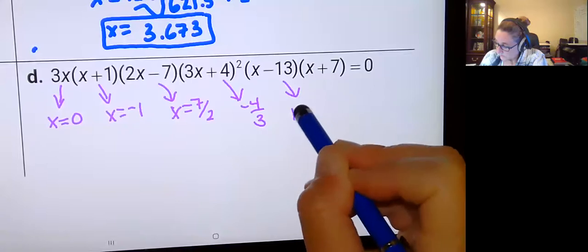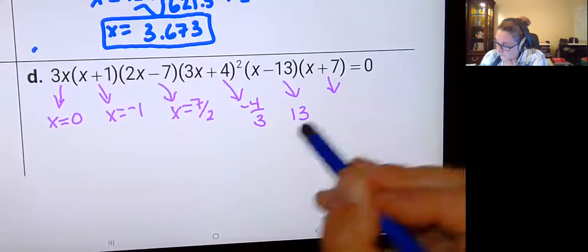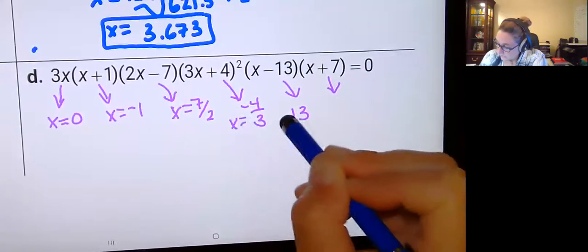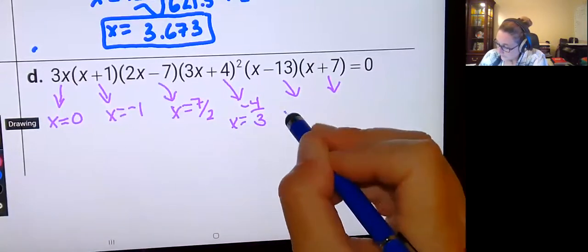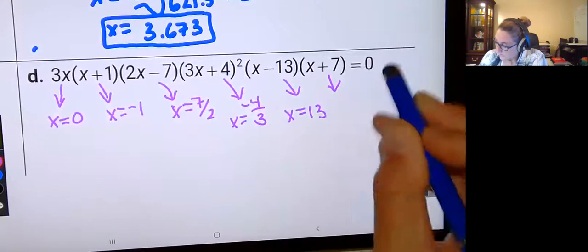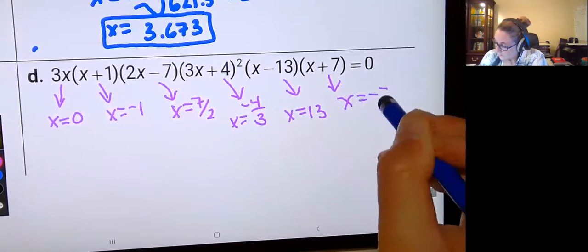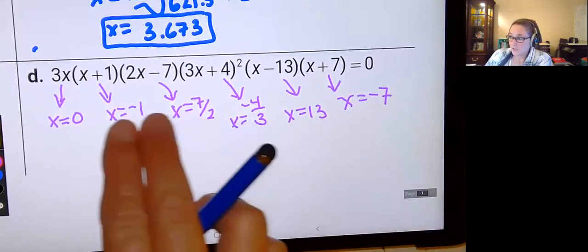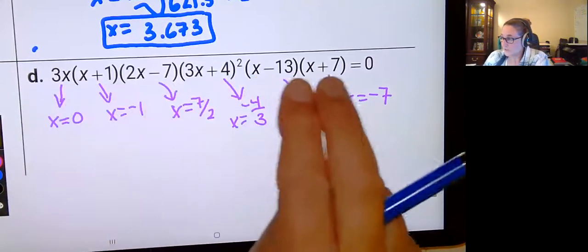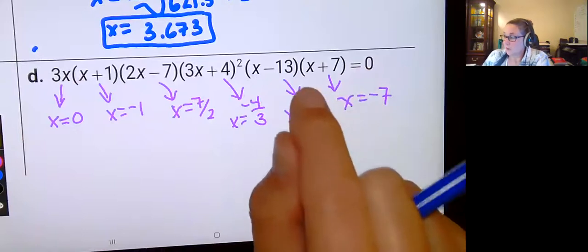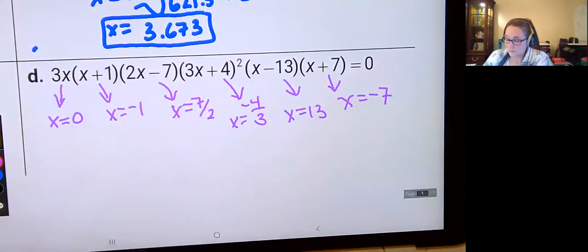This is going to be 13. This is going to be x equal, let me space this out, x equal 13, and this one's going to be x equal negative 7. So all of these are your answers. Because if you have things multiplying together and you get 0, one or all of them could be 0.